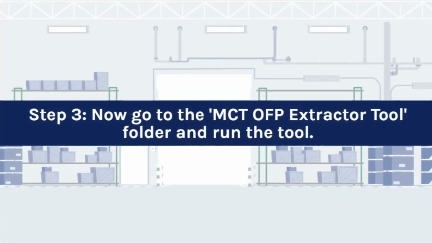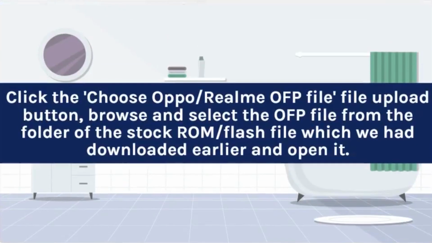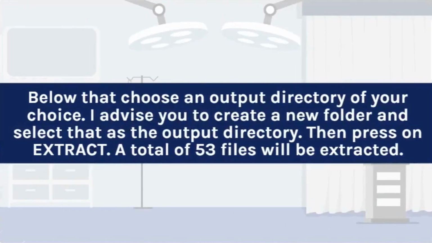Step 3. Now go to the MCT-OFP extractor tool folder and run the tool. Click the Choose Oppo, Realme OFP file upload button, browse and select the OFP file from the folder of the stock ROM flash file which we had downloaded earlier and open it. Below that, choose an output directory of your choice. I advise you to create a new folder and select that as the output directory. Then press on Extract. A total of 53 files will be extracted.